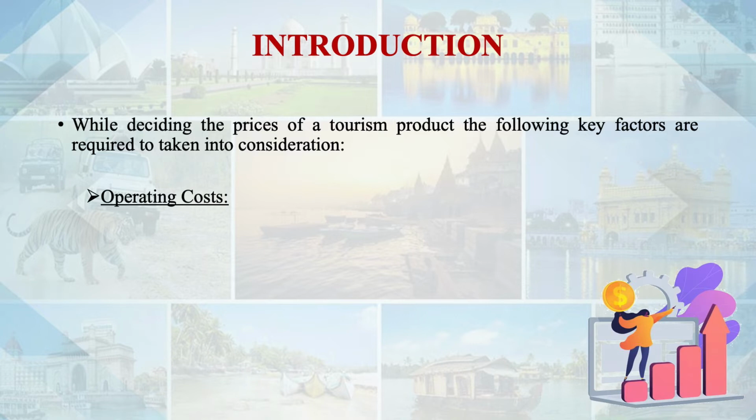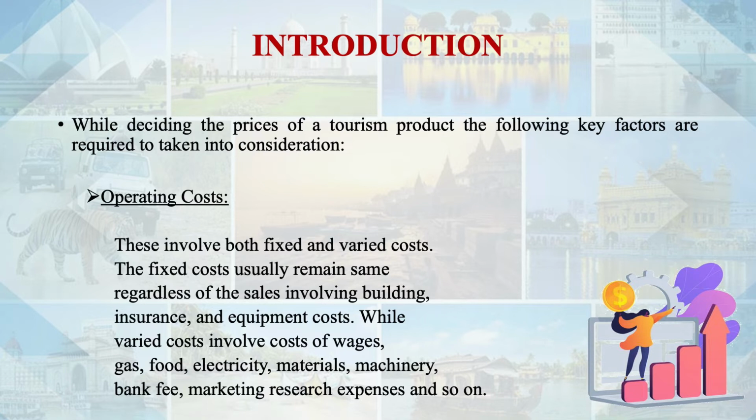The first one is operating cost. These involve both fixed and variable costs. The fixed cost usually remains the same regardless of the sales, involving building, insurance and equipment costs, while variable costs involve the cost of wages, gas, food, raw material, electricity, other materials, machinery, bank fees, marketing research expenses, and so on.